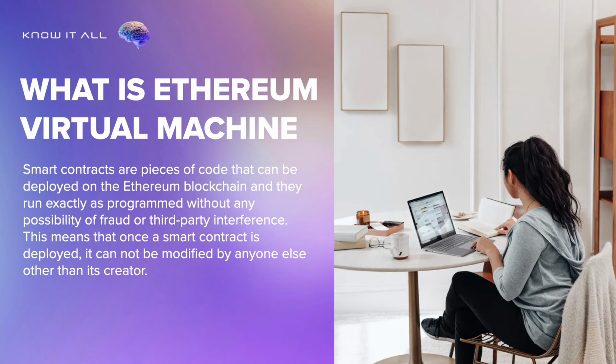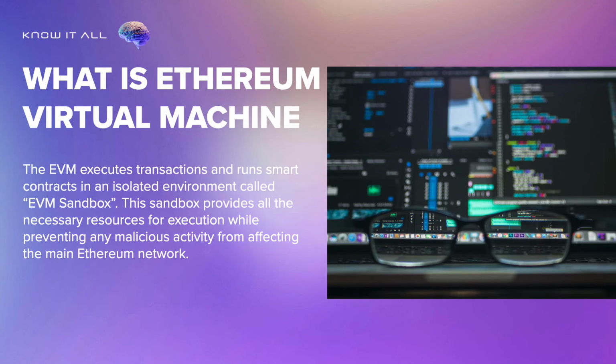Smart contracts are pieces of code that can be deployed on the Ethereum blockchain, and they run exactly as programmed without any possibility of fraud or third-party interference. This means that once a smart contract is deployed, it cannot be modified by anyone other than its creator. The EVM executes transactions and runs smart contracts in an isolated environment called the EVM Sandbox. This sandbox provides all the necessary resources for execution while preventing any malicious activity from affecting the main Ethereum network.